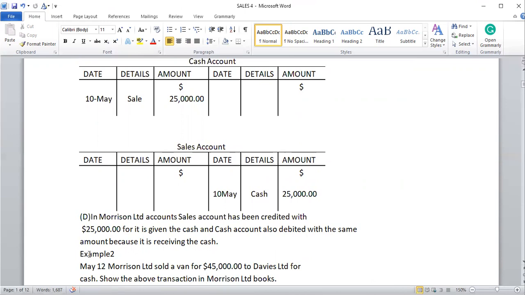So example 2. May 12, Morris Limited sold a van for $45,000 to Davis Limited for cash. Show the above transaction in Morris Limited books.